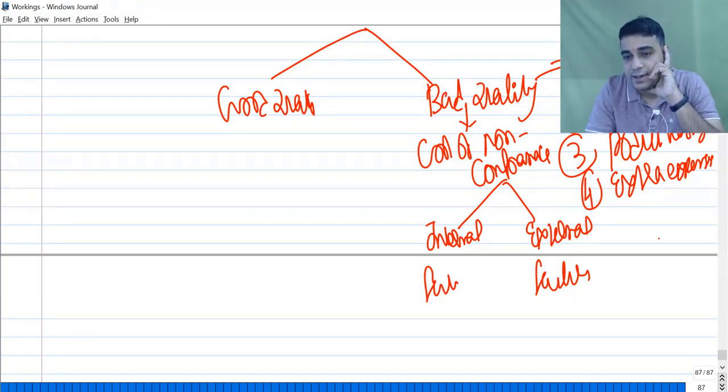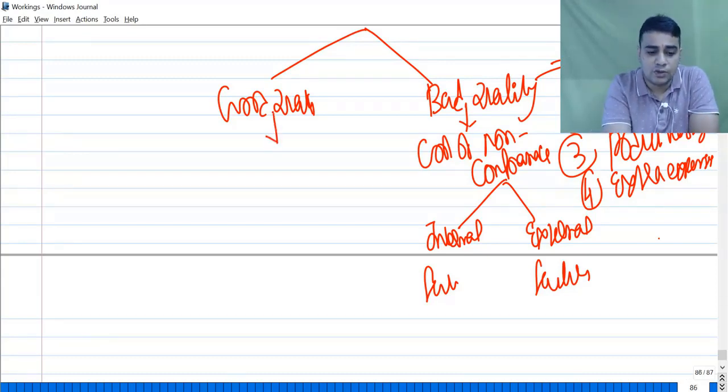If it does not meet the quality standard, there are two types of costs to be incurred. One is your internal failure and the second is external failure. Both are issues. External failure is a bigger issue as compared to internal failure. Okay, then what is good quality?